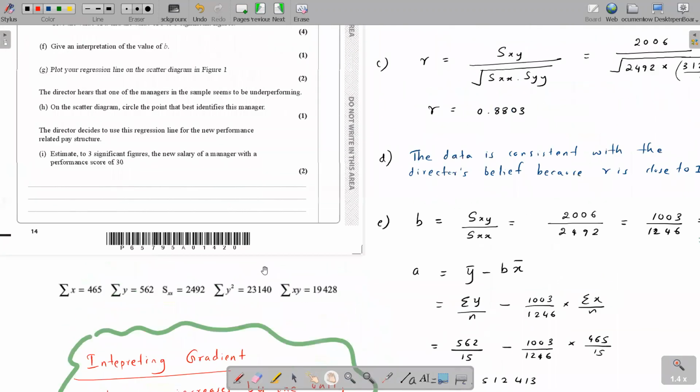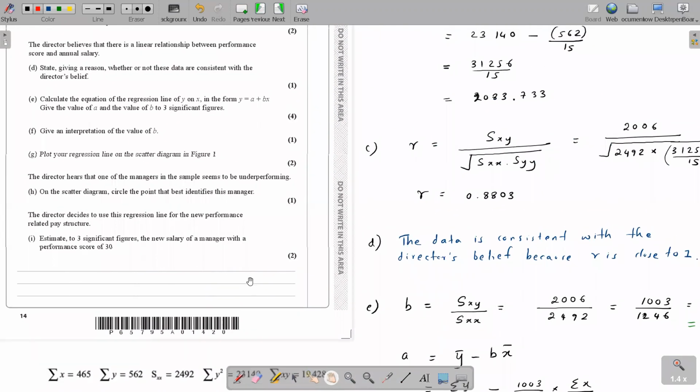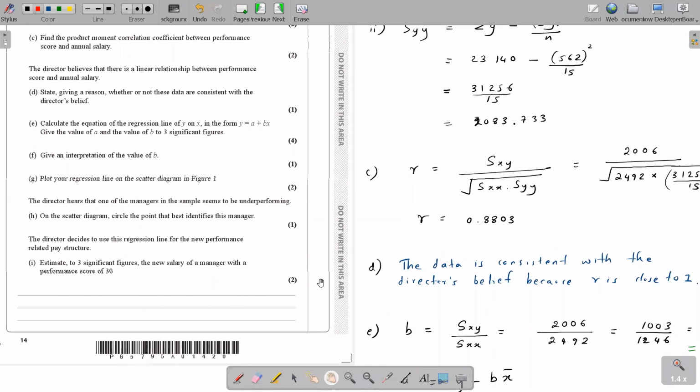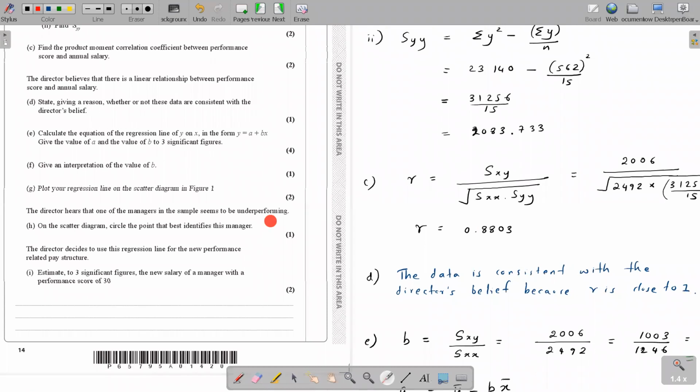And then the next one, children. So part G is done. Plot your regression line is done. The director hears that one of the managers in the sample seems to be underperforming. Okay, are you with me? The director hears that one of the managers in the sample seems to be underperforming. What do you mean by a person who is underperforming?